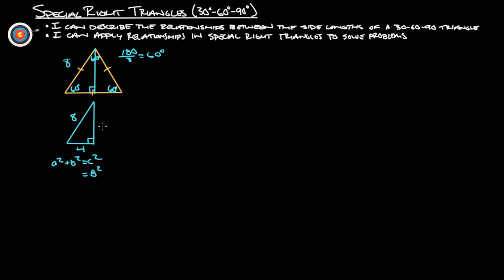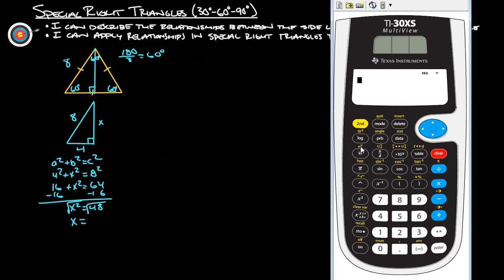And then the two legs are 4, and let's call this x for now. A better name would probably be h for height, but let's just call it x. So we have 4 squared plus x squared equals 8 squared. There's 16 plus x squared equals 64. Subtract 16 from both sides, and x squared equals 48. So we square root both sides, and we get x equals the square root of 48, which is 4 root 3.